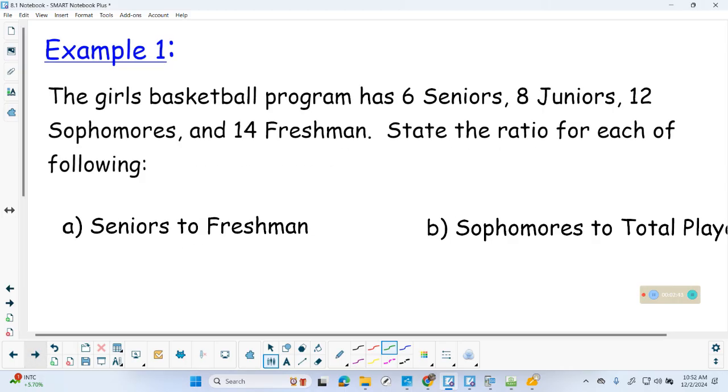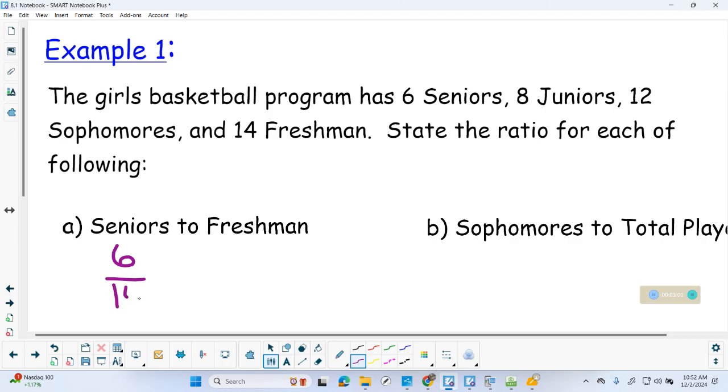All right, super simple. Here we go, my friends. So the girls' basketball program has 6 seniors, 8 juniors, 12 sophomores, 14 freshmen. State the ratio for each of the following. So you're comparing seniors to freshmen. So easy enough, I'm just going to take a look. I see there are, of course, how many seniors? 6. How many freshmen? 14.